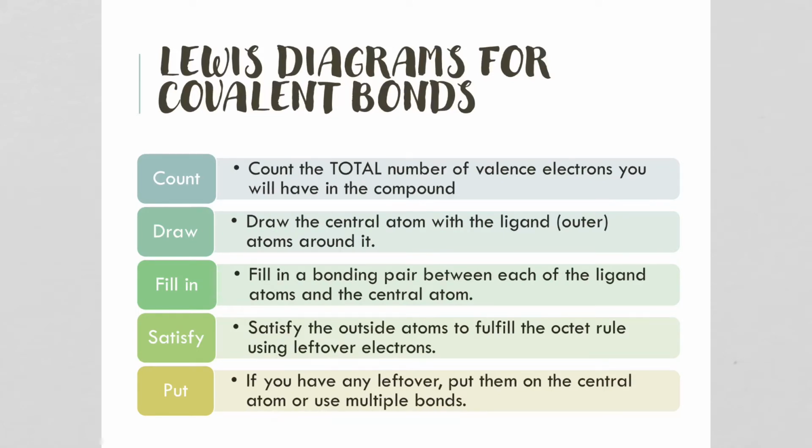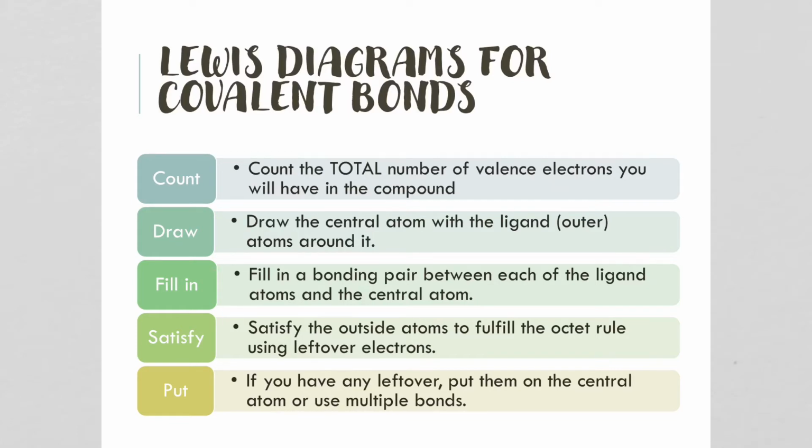The way you create Lewis structures or Lewis diagrams is that first of all you need to count the total number of valence electrons for all the atoms in the compound. Then you draw the central atom with the ligand atoms, which are just the atoms around the outside. If it were CH4, the carbon is the central atom, and the hydrogens all around it are the ligand atoms.